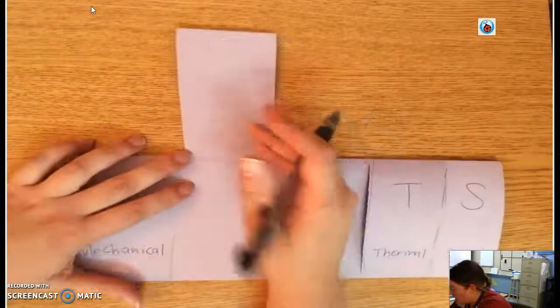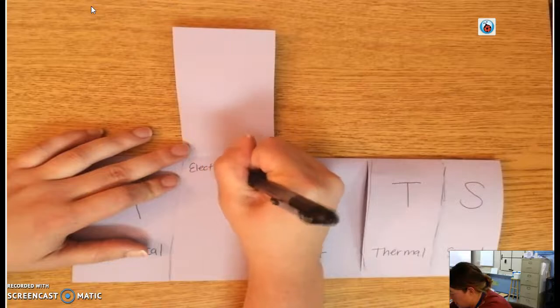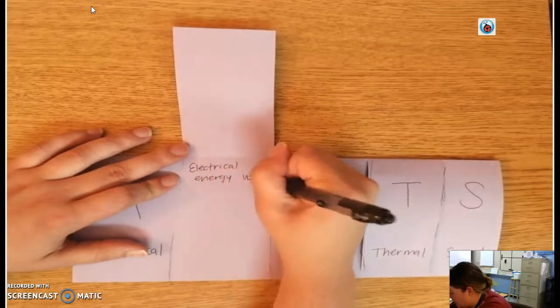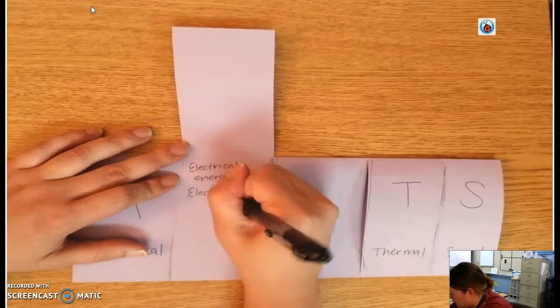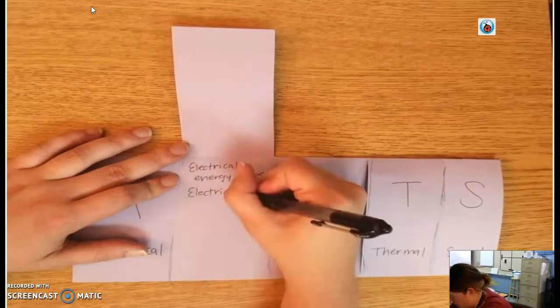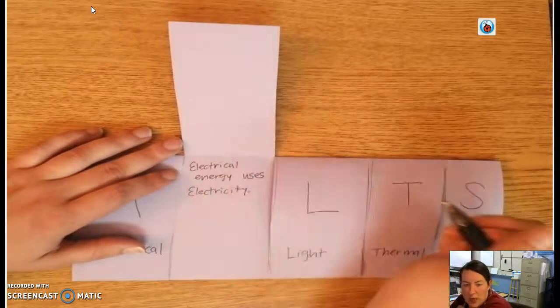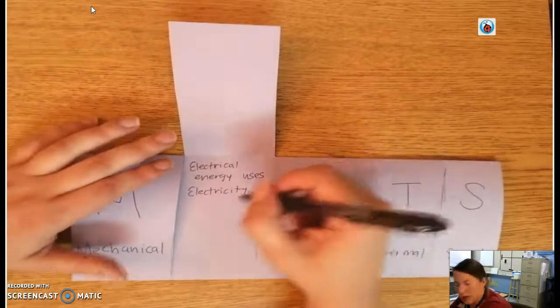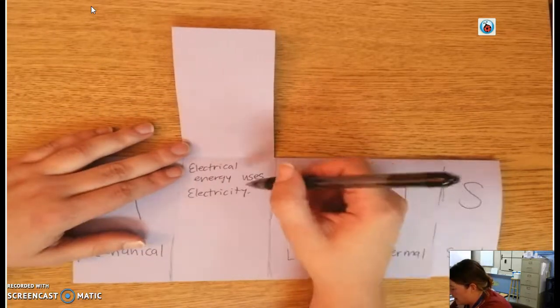All right. Electrical. Electrical energy, right, uses, what would you guess? Electricity. Don't judge my spelling, I'm sure I'm spelling things wrong and that's okay, right? Scientists, I'm focused on the content here. I can make corrections to my spelling later. All right, electrical energy uses electricity.